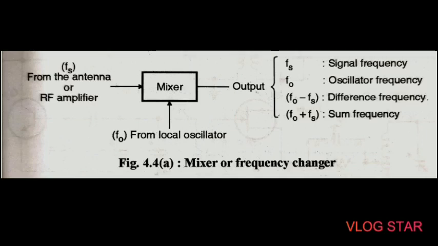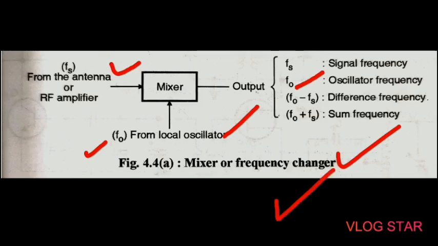Then after that, there is one block, the mixer, or we can say frequency changer. This mixer is basically a non-linear resistance which has two inputs at different frequencies, FS and FO. Its output has several frequency components including the difference between the two input frequencies. The difference frequency, FO minus FS, is called the intermediate frequency, and it is selected for amplification by the tuned circuit at the output of the mixer.